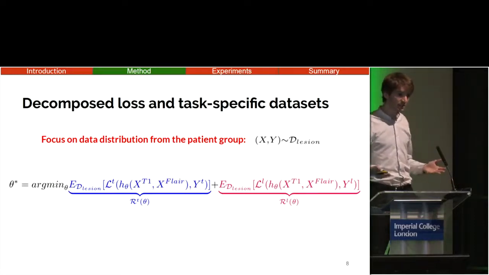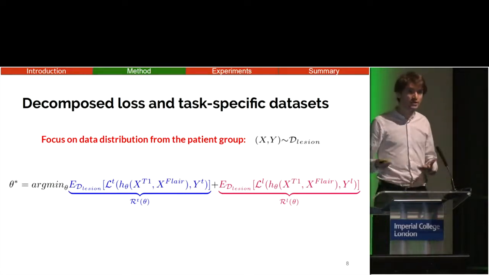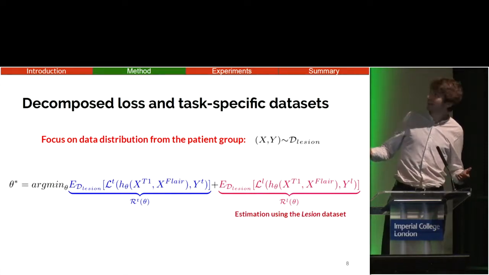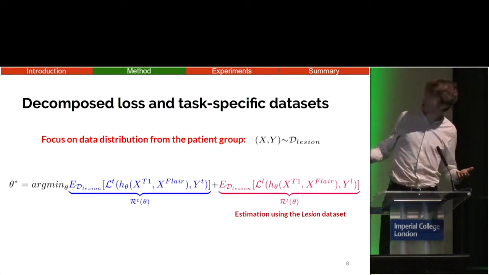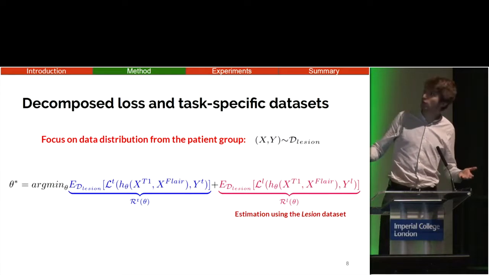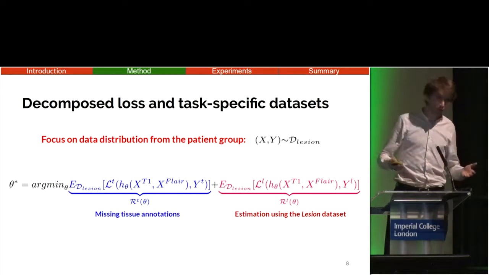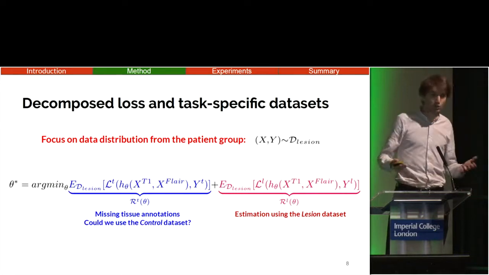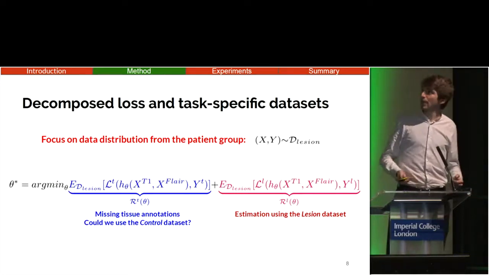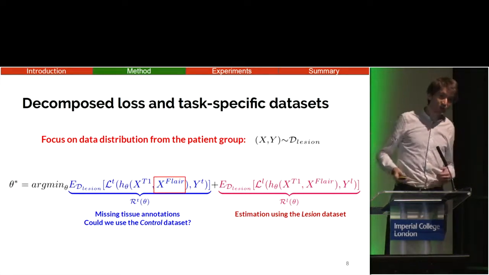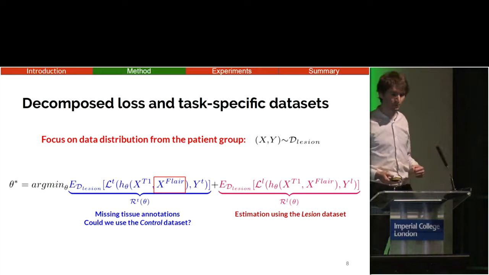To minimize these expectations, we need to estimate them. Here, we can directly estimate the lesion term by using the lesion dataset, because we have access to the T1, the FLAIR scan, and the lesion annotations. However, we cannot do so for the tissue term, because we are missing the tissue annotations. So the question is, could we use the control dataset? The first answer is no, because we don't have access to the FLAIR scan in the control dataset.